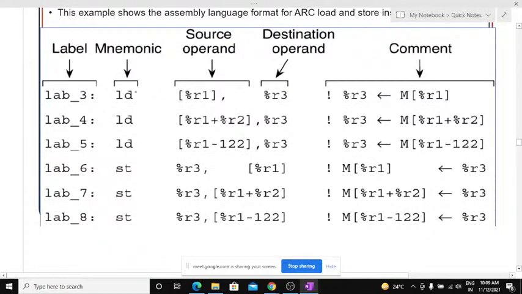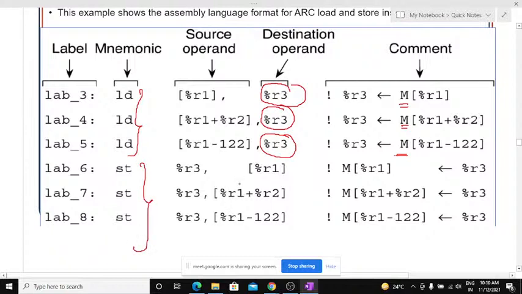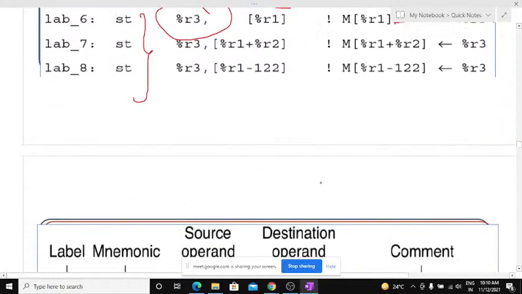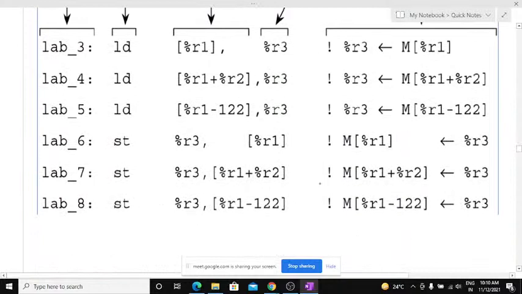Then there are some other instructions. Load instructions: load the register. This is the destination operand. Load the register from the content of a memory location specified by the registers. And store instruction means store from the register to the memory location. Here the content of the register goes to the memory location pointed to by the registers. Okay, this is the same.